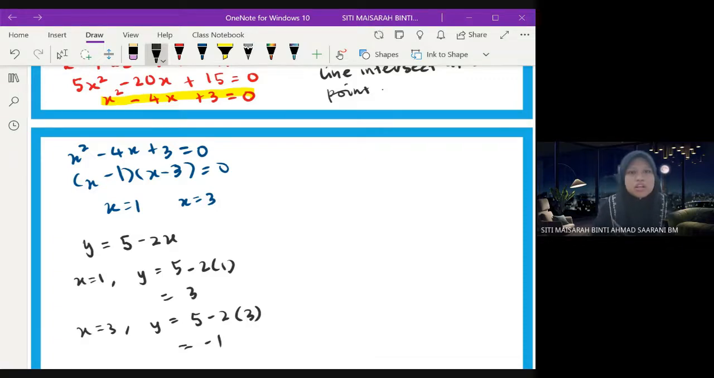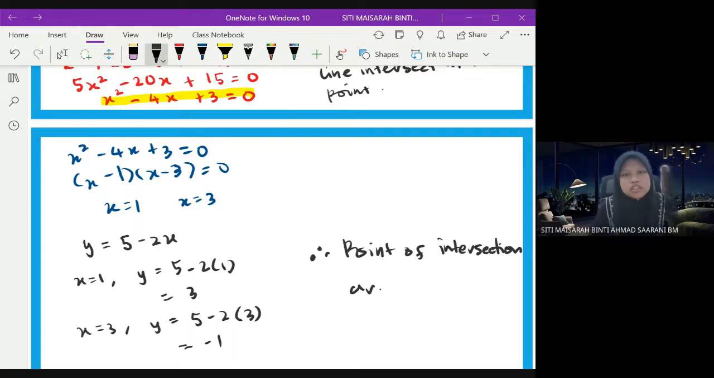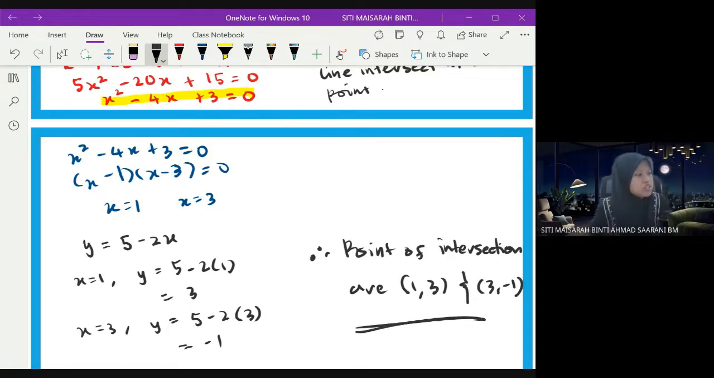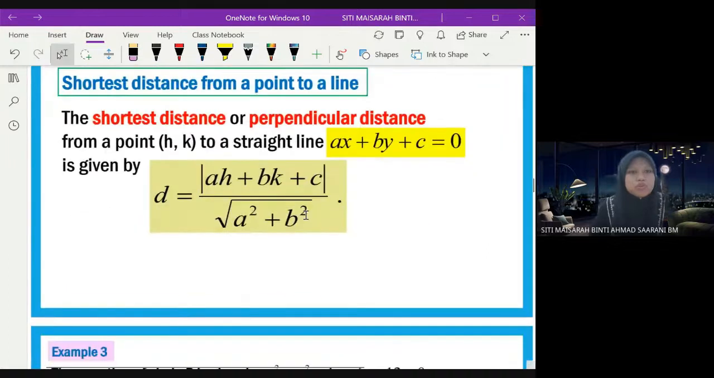So therefore, point of intersection are 1, 3 and 3, negative 1. So this is our point of intersection. Okay, so this is part for discriminant. So then we move to this is D.